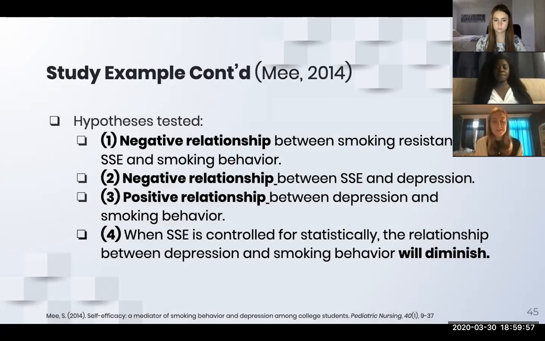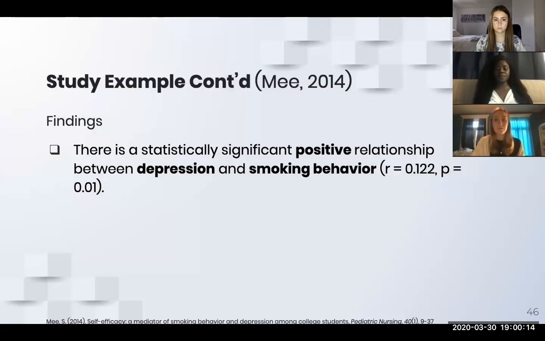So the hypotheses that they tested are shown on the screen. I'm not going to read them all because there are 4 of them, but essentially, mainly they thought there would be a positive relationship between depression and smoking behavior. So the findings: all hypotheses were supported, and they did find a statistically significant positive relationship between depression and smoking behavior. So they did hypothesize right, and their evidence supported it. And luckily, because they used so many instruments and had a larger sample size, there is a little bit more credibility to this study. But yeah, that is the study.